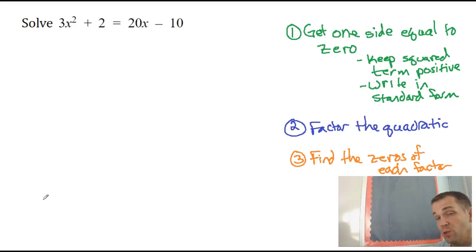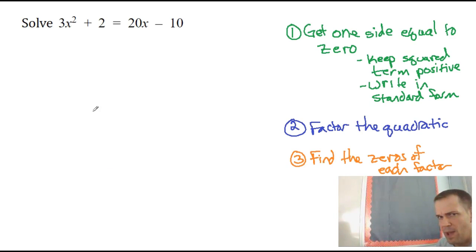We're going to solve a quadratic using factoring, and to do that, the first thing we want to do is get one side of the equation equal to 0. And when we do that, we want to try to keep that squared term positive, and we want to write the expression in standard form. Like the x squared term should come first, then the x term, then the constant.